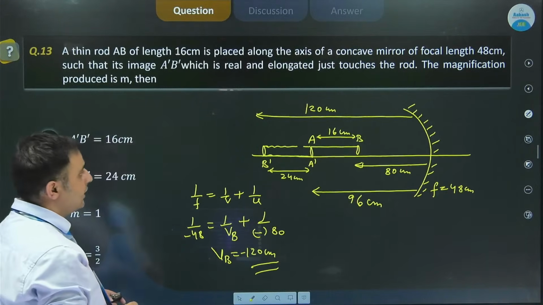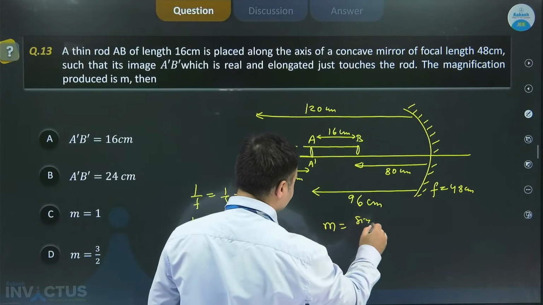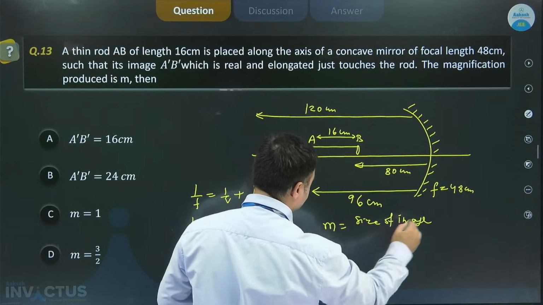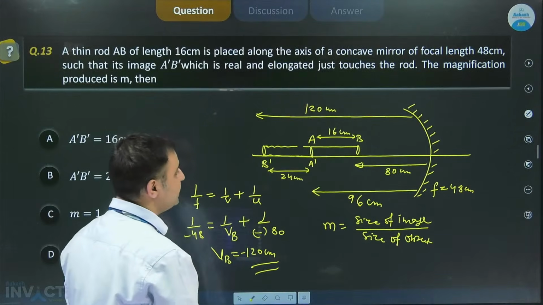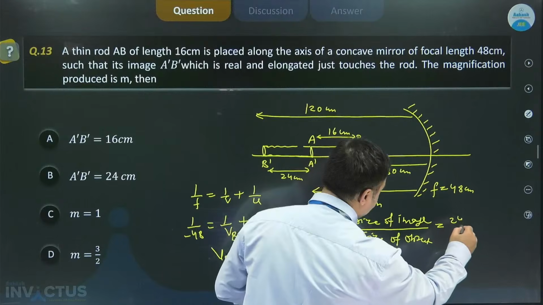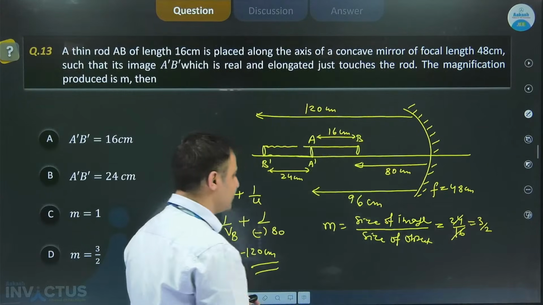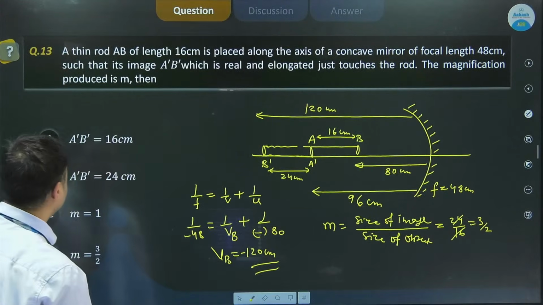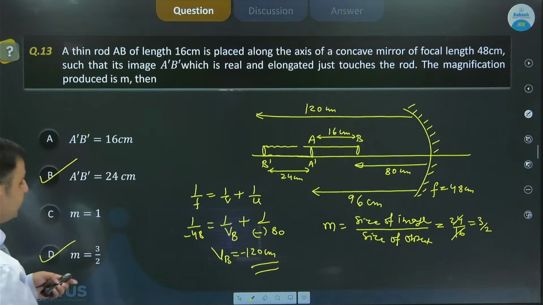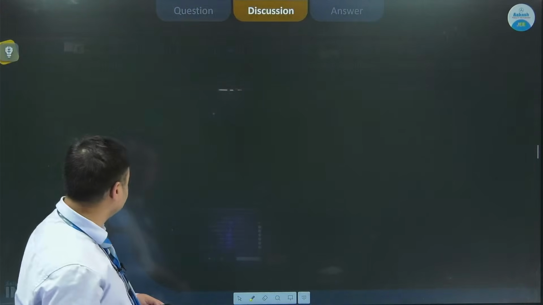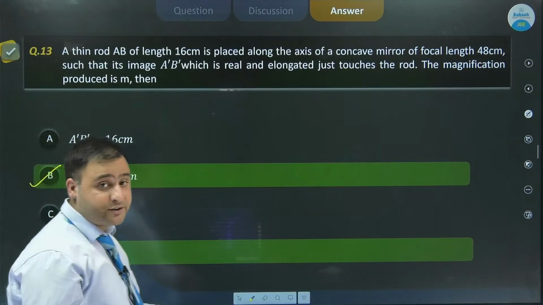Now we also have to calculate the magnification. So magnification is size of image divided by size of object. So image length is 24 and object length is 16. So it comes out to be 3 by 2. So magnification is 3 by 2 and length A dash B dash is 24 centimeter. So options B and D should be the correct. So let's see the answer. Yes, options B and D are correct. Now let's move on to the next question.